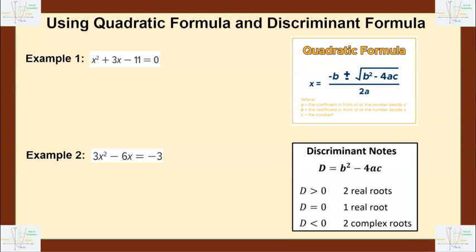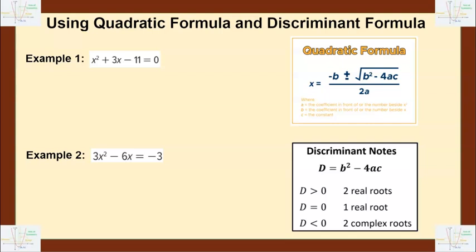In this video, we're going to use the quadratic formula to solve a quadratic equation. And then we're also going to use the discriminant formula, which is part of the quadratic formula, which will determine how many real solutions you're going to have. So in example 1, we're going to use the quadratic formula, and then we're going to use the discriminant to determine how many and what kind of roots we're going to have.